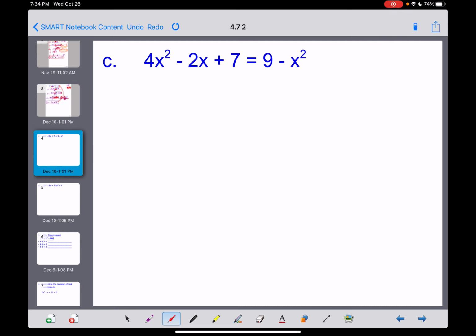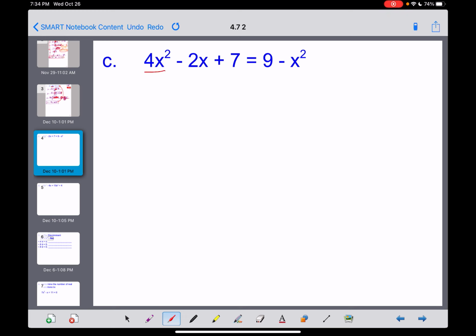All right, let's take a look at a third example. Now this one's a little bit harder because our equation was not already set equal to 0. So step number 1, get it equal to 0. We're going to make sure that the x squared terms are positive. Although that's not essential, it makes life a little bit easier.